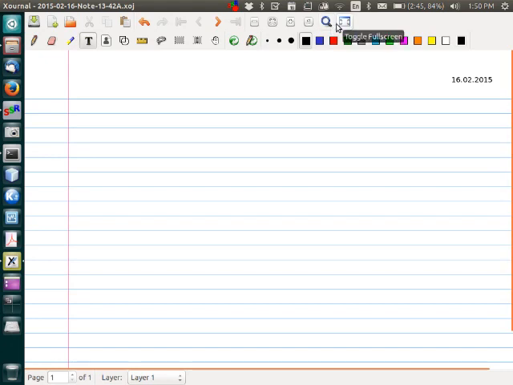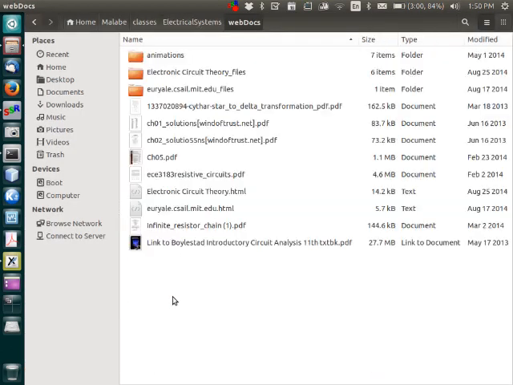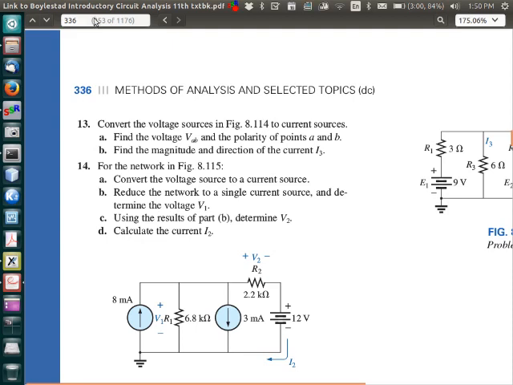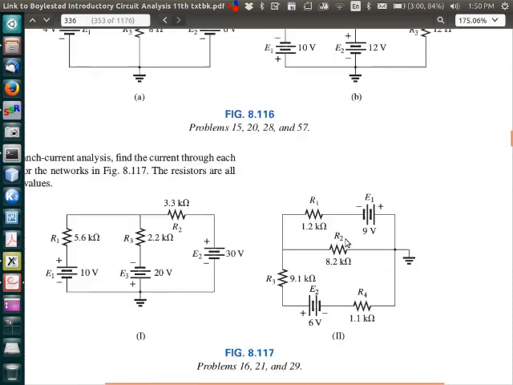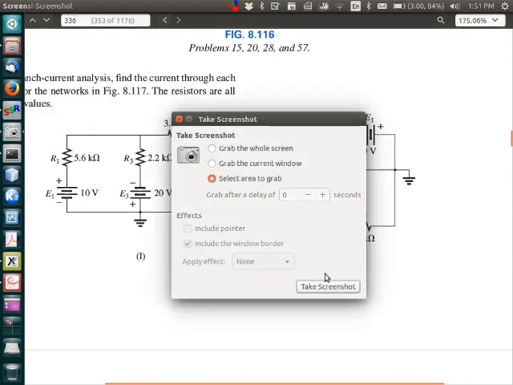So let me take the first question. It's out of the book. Now this book and the book that I am showing you are two different things, I guess, because sometimes the question numbers may not be the same. This is the question that we are going to answer.